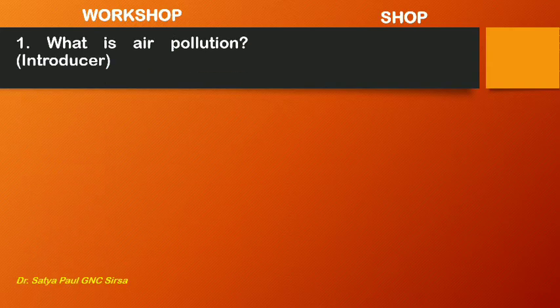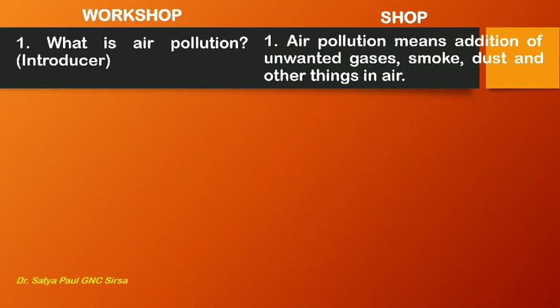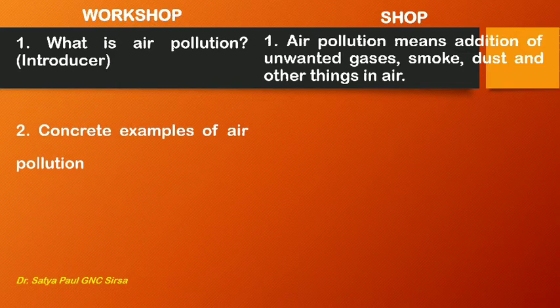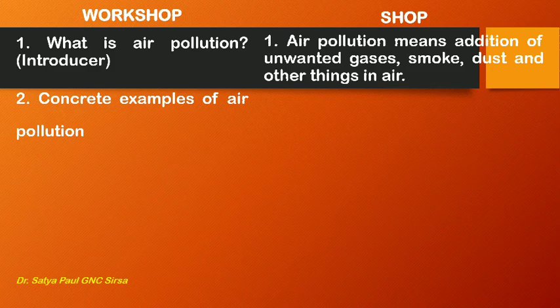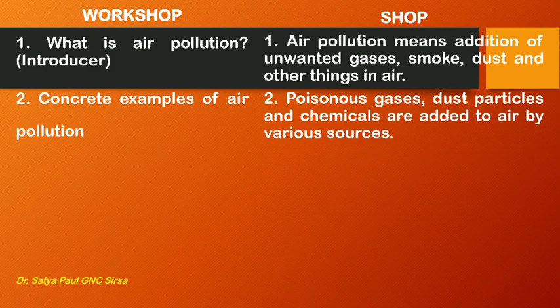So the first thing, what is air pollution, is the introducer. I have already defined what air pollution is, and I will form this into my first sentence: air pollution means addition of unwanted gases, smoke, dust and other things in air. Now the second thing is a concrete example of air pollution. I'll say poisonous gases, dust particles and chemicals are added to air by various sources.